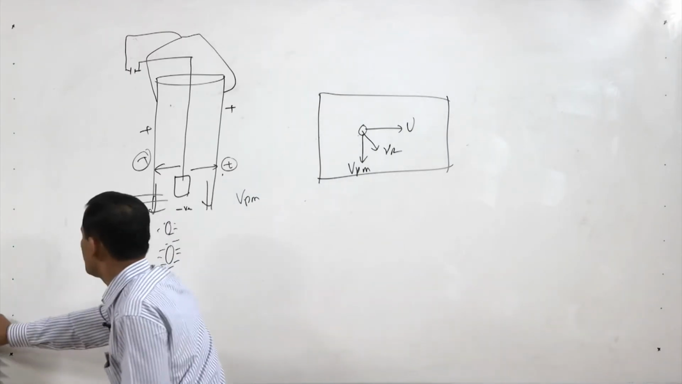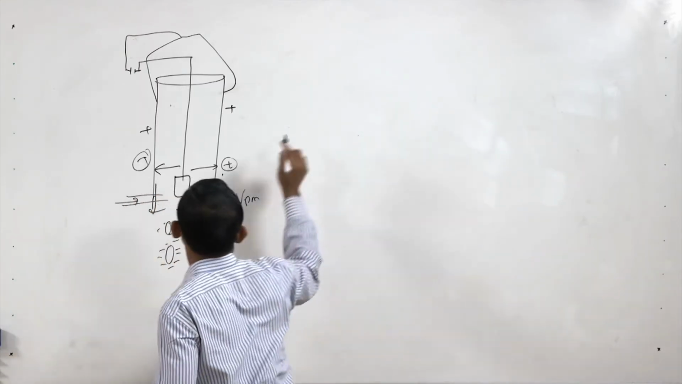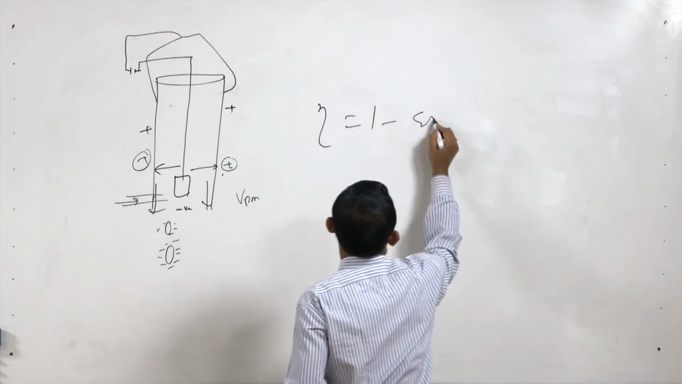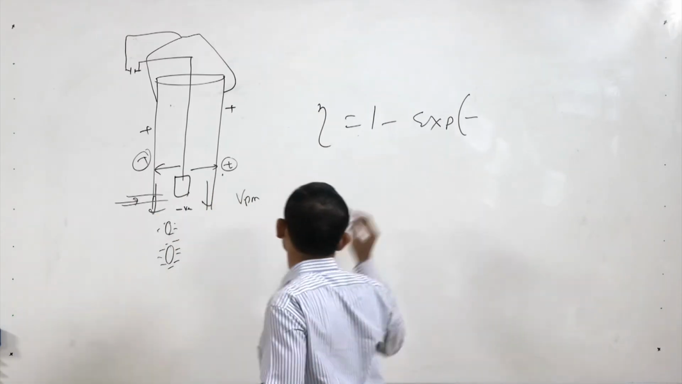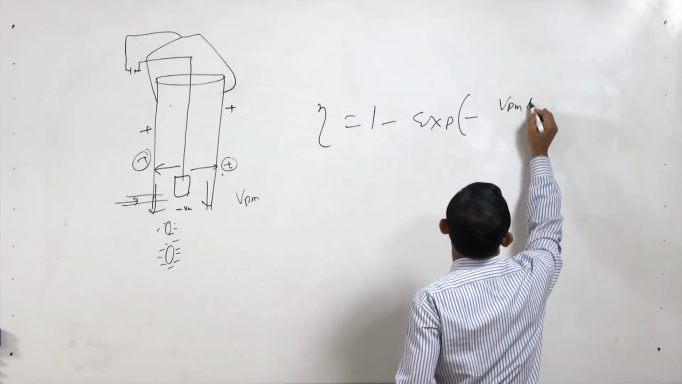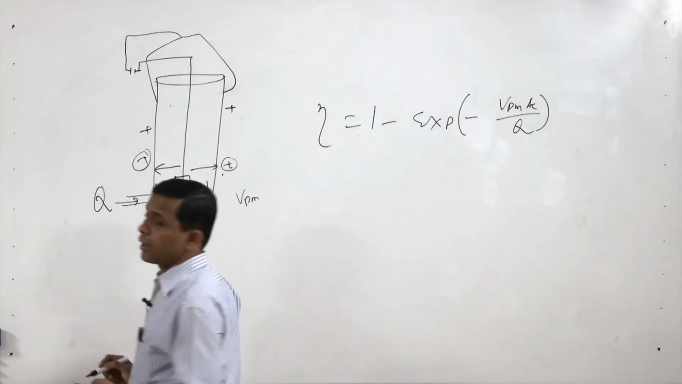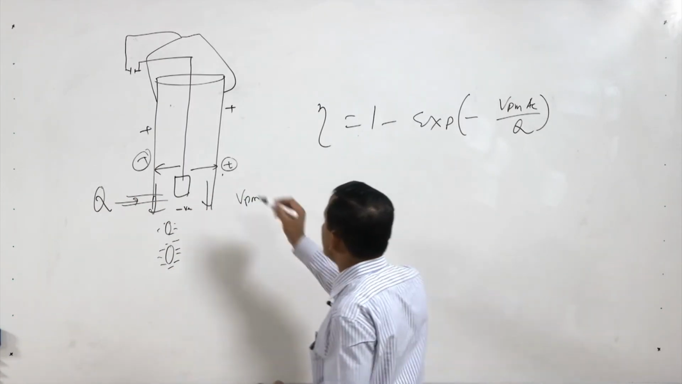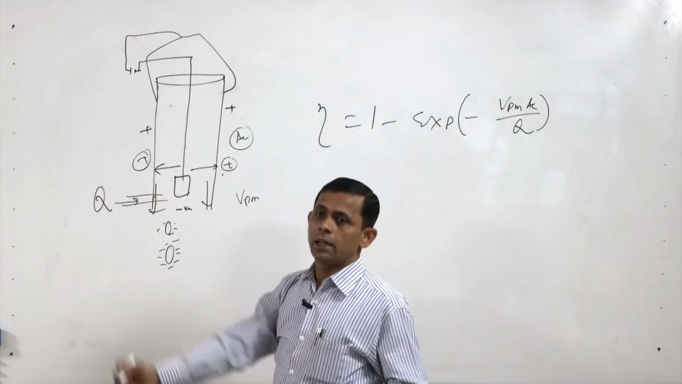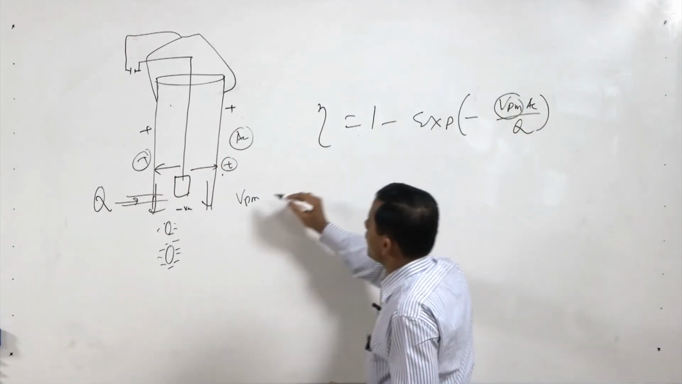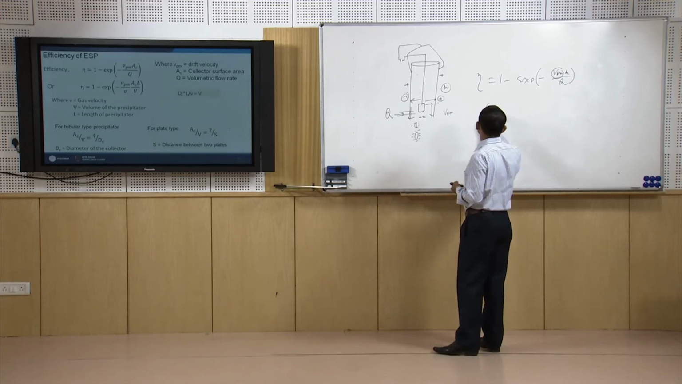That efficiency of separation can be explained as efficiency equal to 1 minus exponential of minus Vpm AC divided by Q. What is that? Q is how much gas flow rate is coming. AC is the collection area where the particles are collected, and Vpm is the drift velocity the particle is getting. Now, what is Q?